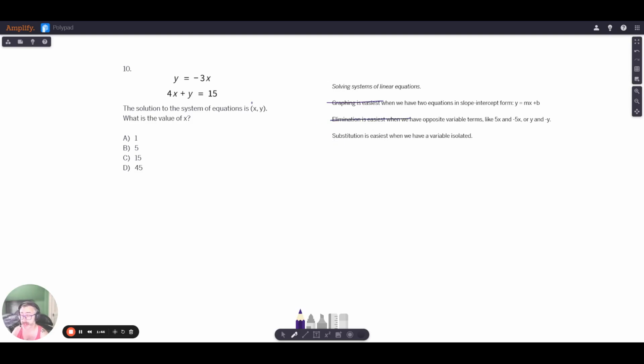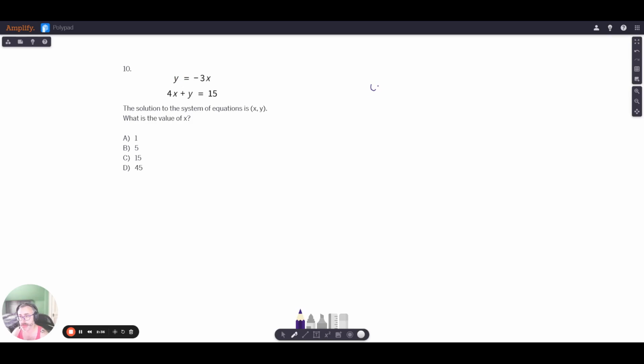Substitution? Do we have a variable isolated? Yes, we do. We've got y all alone on one side of an equation, so I think that substitution is going to be my best strategy for this. So we have our two equations, y is equal to negative 3x, and 4x plus y is equal to 15.